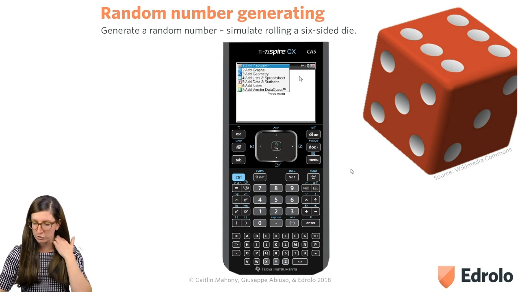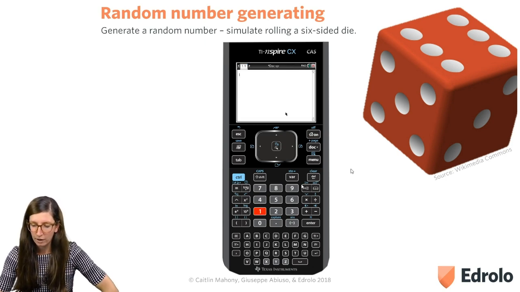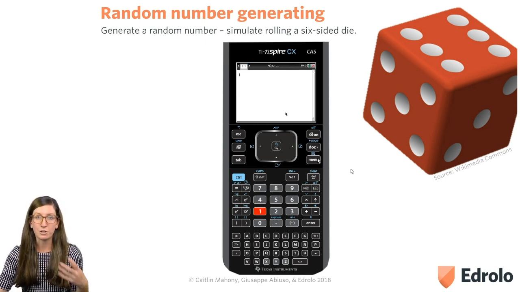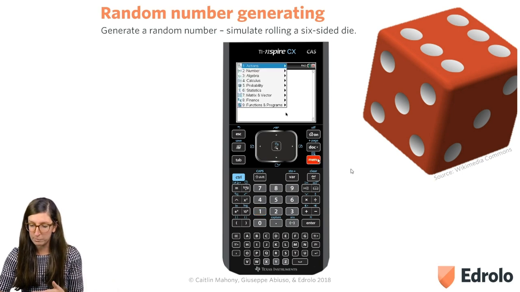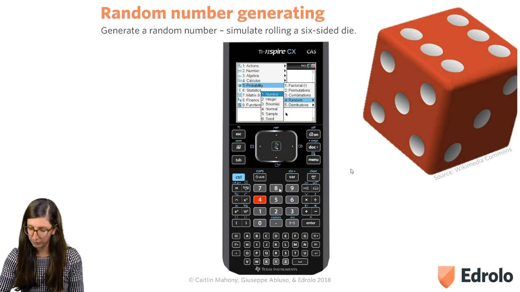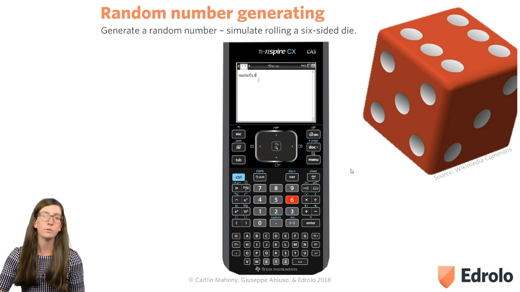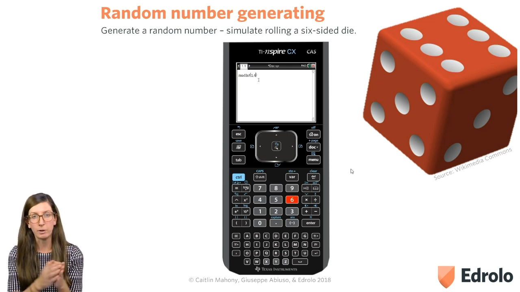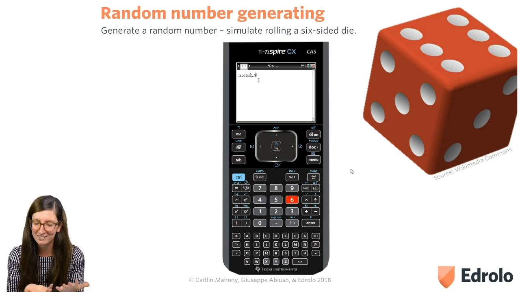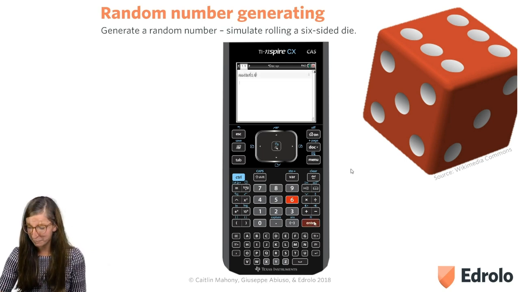So let's go for a new document, add a calculator. Okay, so the way we can generate random numbers is we go through menu, 5, then 4, 2, random integer. We can do this to just find one random integer. So if we go 1, 6, this will give us a random integer between 1 and 6. So this would simulate something like rolling a dice. So we do that, we press enter, and we've rolled a 1.